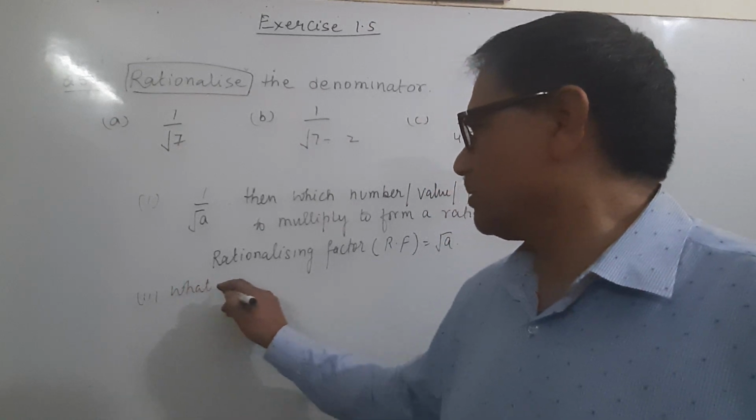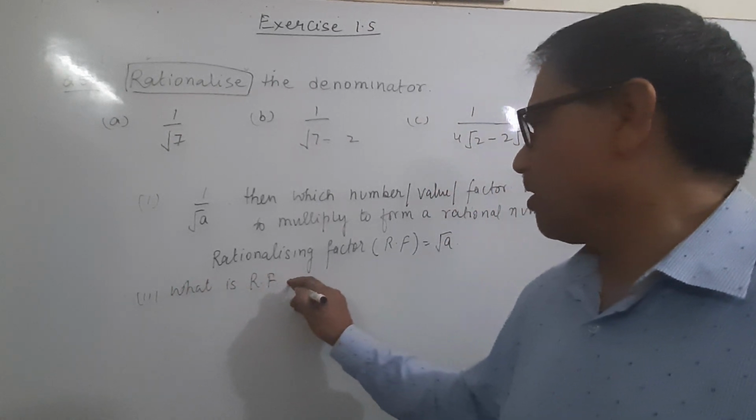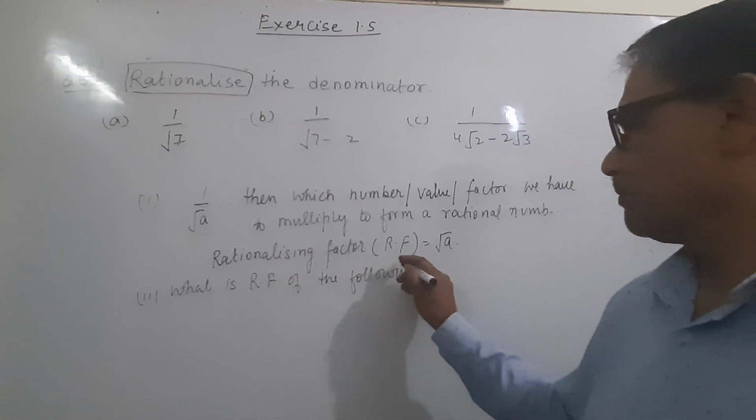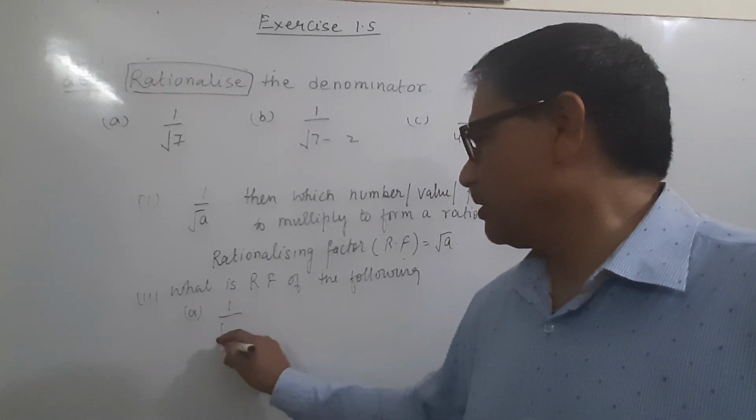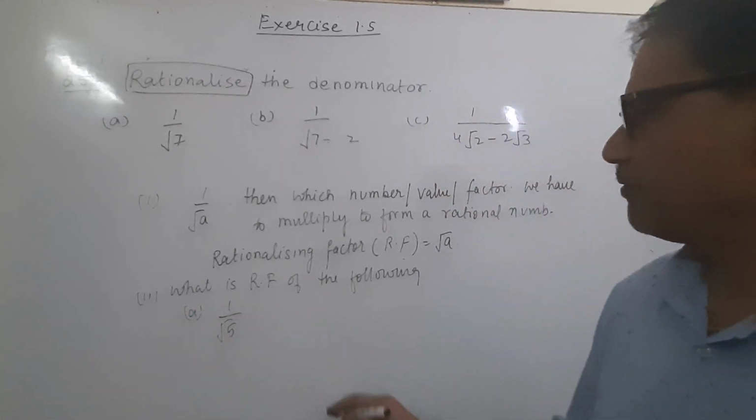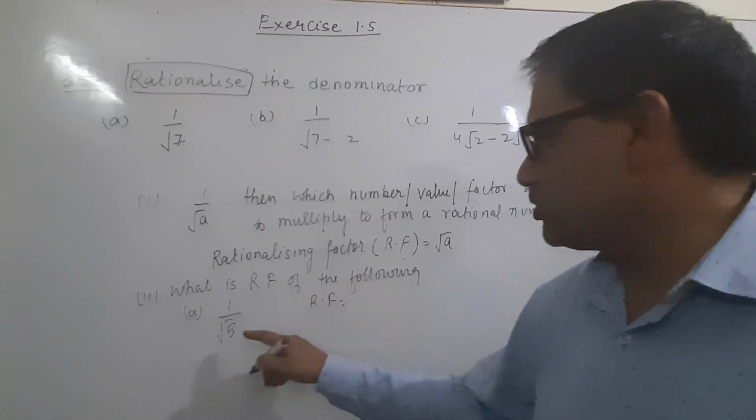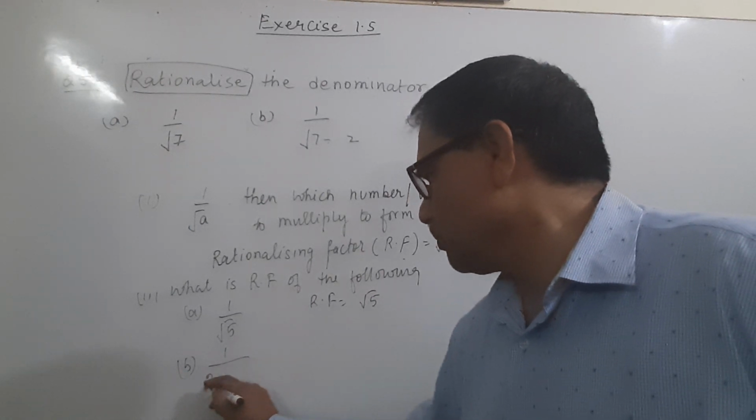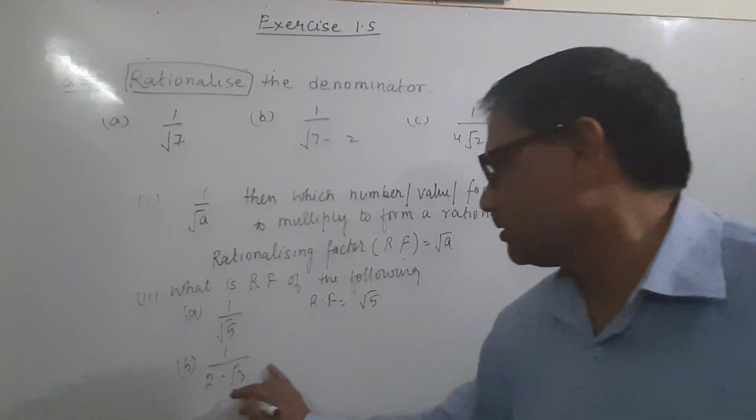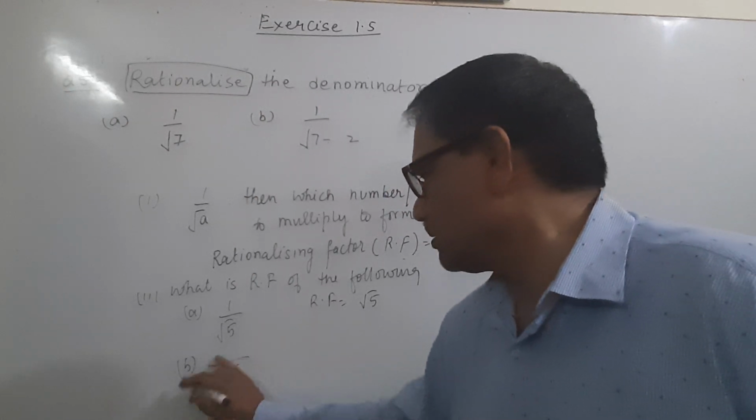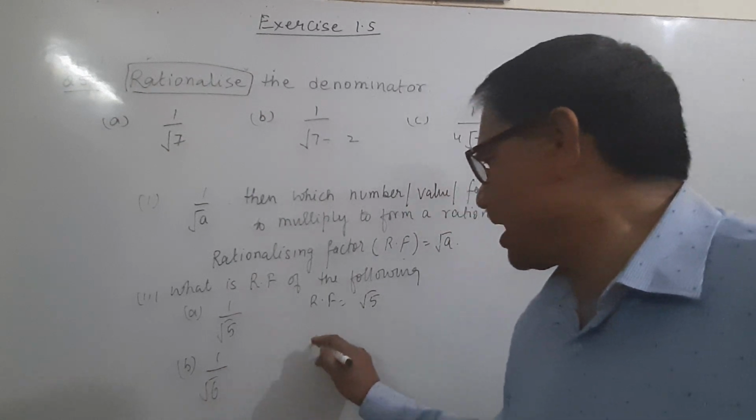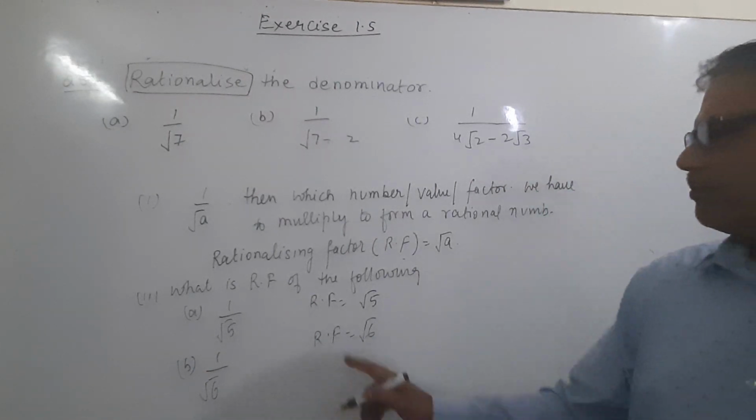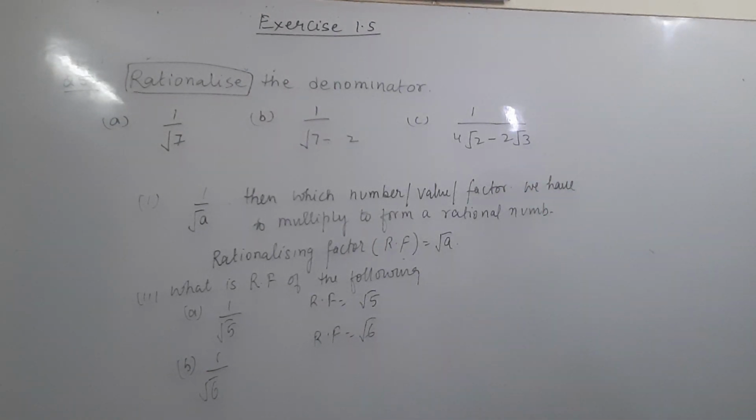What is the RF of the following? A part: 1 upon root 5. What is the RF? RF will be root 5. B part: 2 minus root 3, 1 upon root 6. Then RF is root 6. We have to multiply and divide by root 5 and root 6.